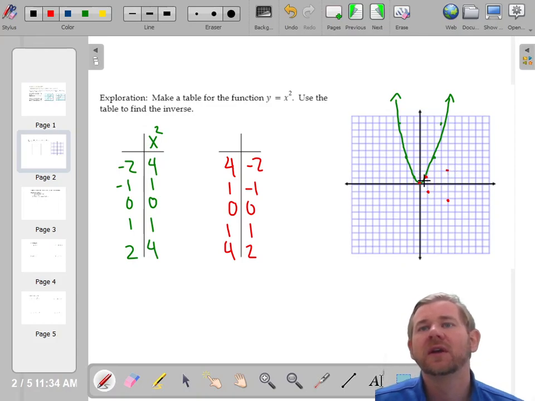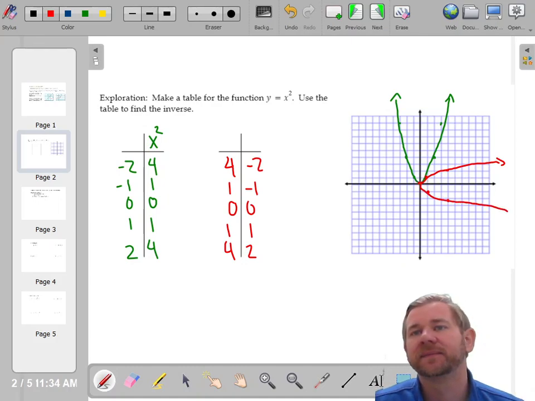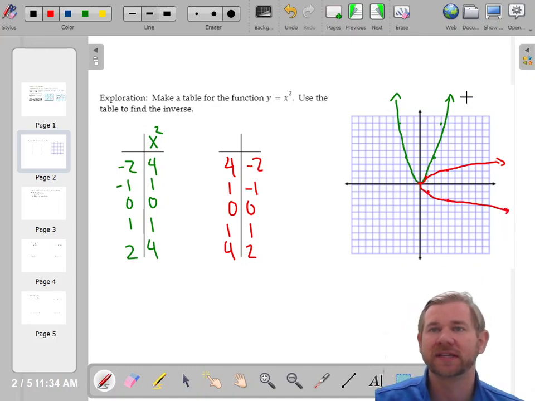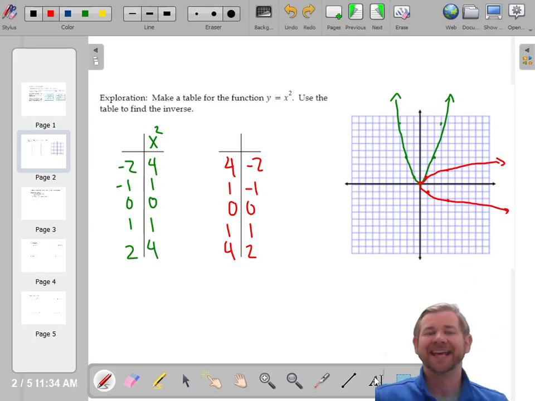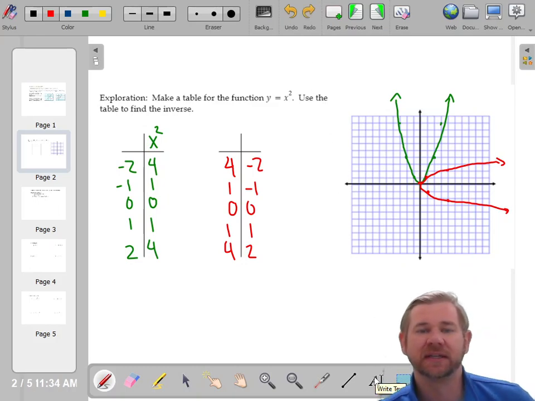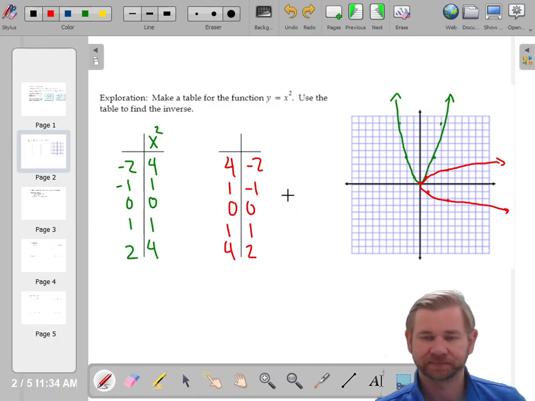And if you look, what you've got now is a parabola on its side. Okay, now that's not a function because it would fail the vertical line test, but that is the inverse relation for y equals x squared. So these are called inverses of each other.